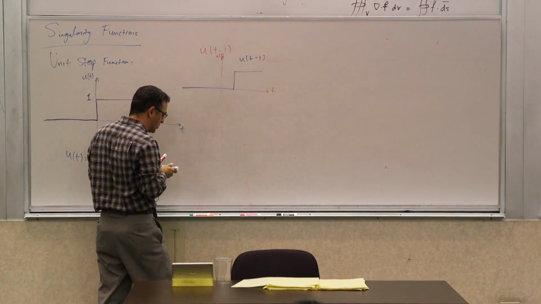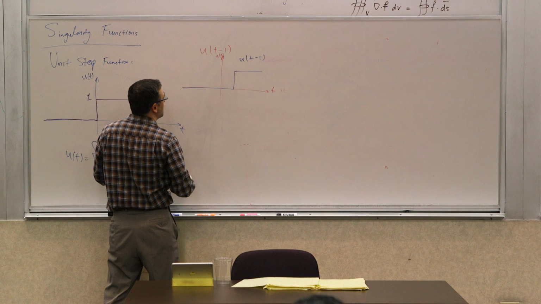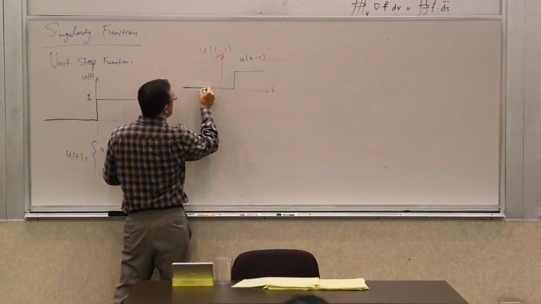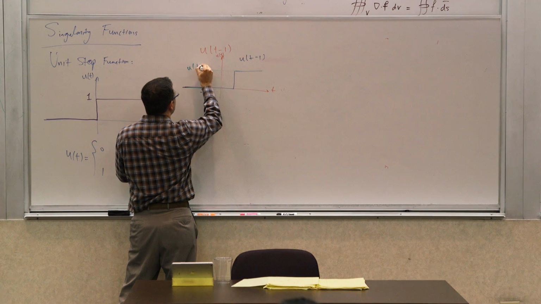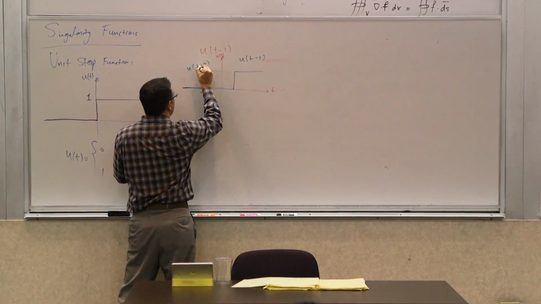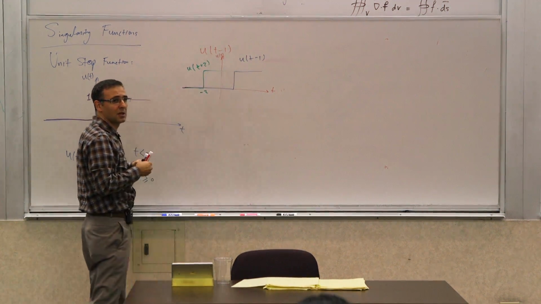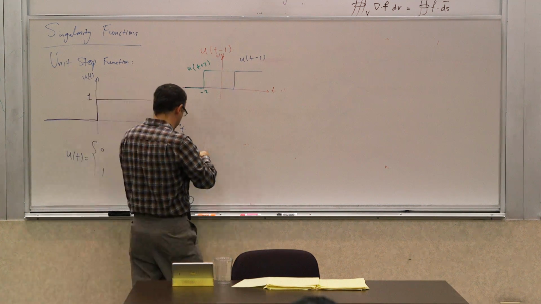What is u of t plus 2? U of t plus 2 looks like this. So if this were 1, this is negative 2. So this is u of t plus 2, because at t equals negative 2 is where the switching happens, right?